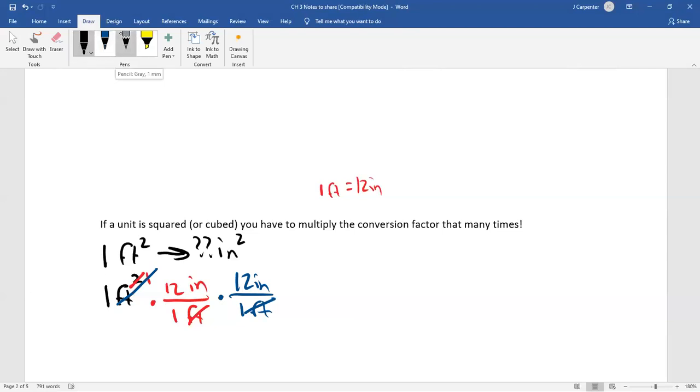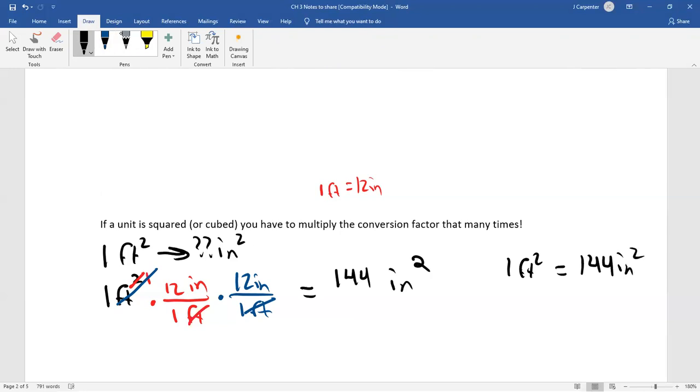We have inches here, we have inches here. So the units is not inches. This is not correct because we have inches times inches. Anything times itself is itself squared. And then the math is 12 times 12, which is 144. So 1 square foot is actually 144 square inches, not 12.